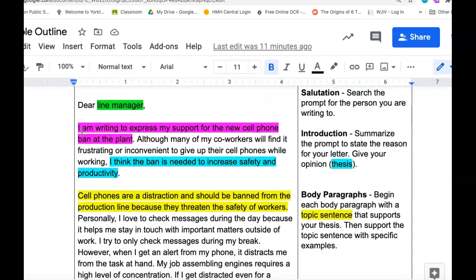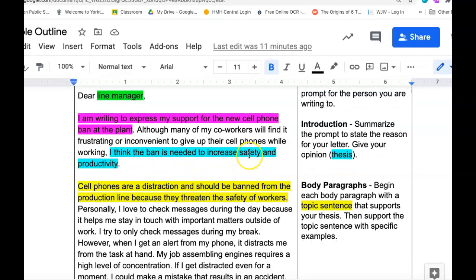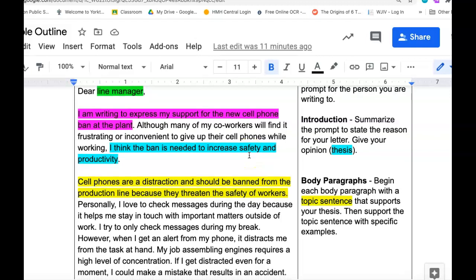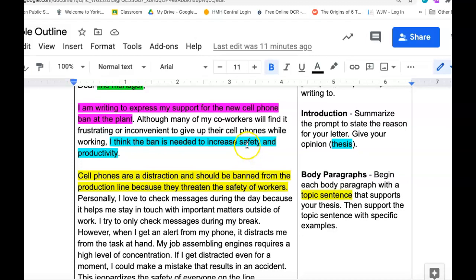So my first paragraph reads, I am writing to express my support for the new cell phone ban at the plant. Although many of my coworkers will find it frustrating or inconvenient to give up their cell phones while working, I think the ban is needed to increase safety and productivity. So here's my thesis, and it gives just like a little hint about what the body paragraphs are going to be about. So I'm going to have 2 body paragraphs, and one is going to focus on safety, and one is going to focus on productivity.